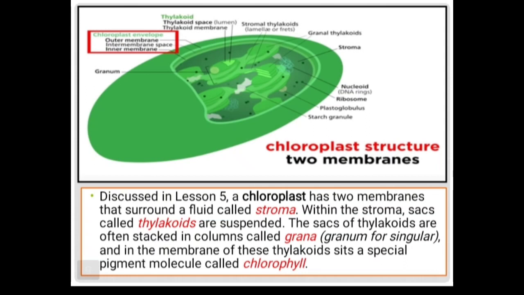The chloroplast structure has two membranes: the outer membrane, intermembrane space, inner membrane, granum, thylakoid space, thylakoid membrane, stromal thylakoids, granal thylakoids, stroma, granule, ribosome, plastoglobulus, and starch granule. As Lesson 5 discussed, the chloroplast has two membranes that surround a fluid called stroma. Within the stroma, sacs called thylakoids are suspended. The sacs of thylakoids are often stacked in columns called grana, and in the membrane of these thylakoids sits a special pigment molecule called chlorophyll.